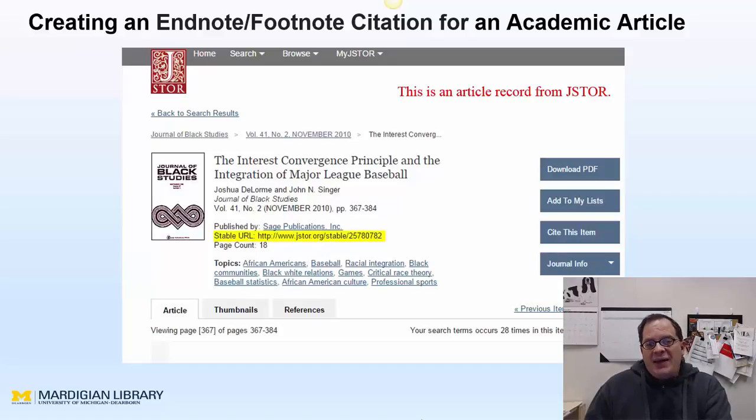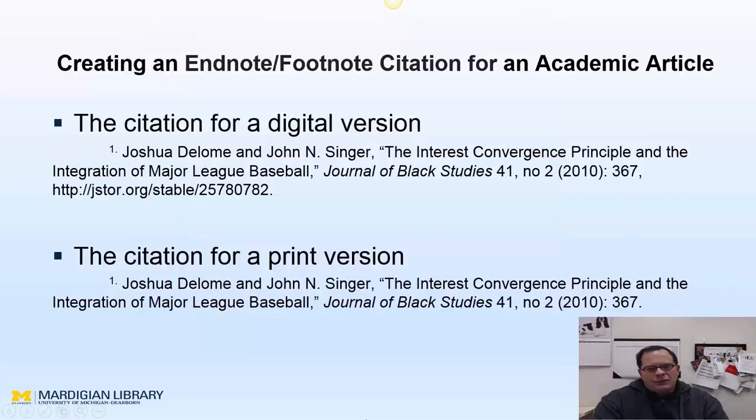So let's go ahead now and create the CMS citation for an endnote or footnote for an academic article. And now we are ready to create our endnote or footnote citation for our academic article. So the first thing we are doing is establishing what number this endnote or footnote is. In this case, it is 1.